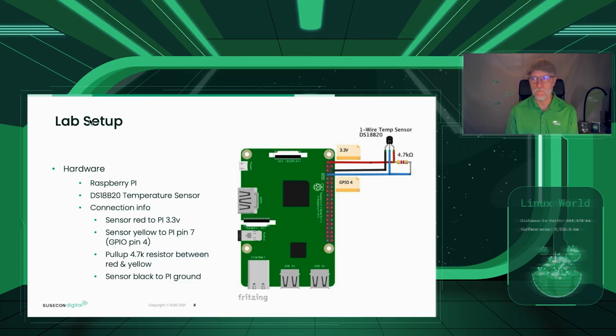All the communications is done from the one wire. But we need power and we need ground, and we need a pull-up resistor. So we wire that all together.